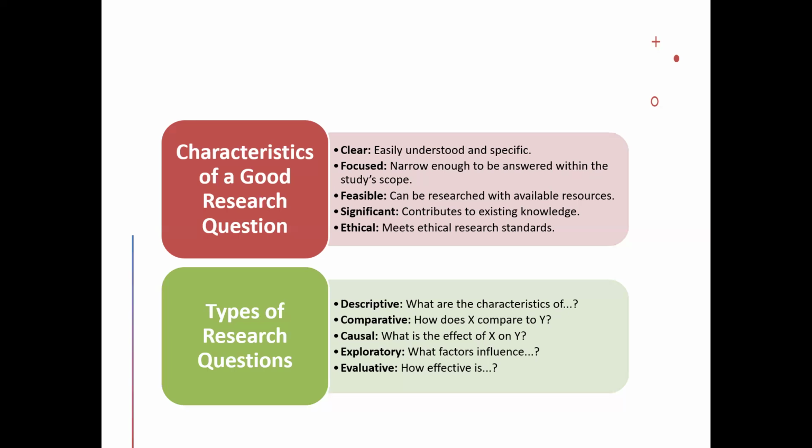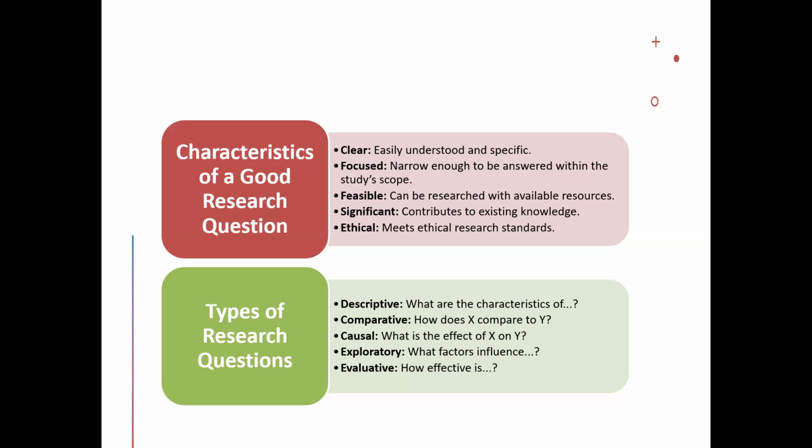And if we look at the types of research questions we have studied, there are different types. For example, descriptive research questions basically describe some type of characteristics or phenomena, for example, what are the characteristics of XYZ. And then comparative research questions, in which we compare groups or interventions. For example, a comparative research question would be how does X compare to Y, or how does X affect Y.